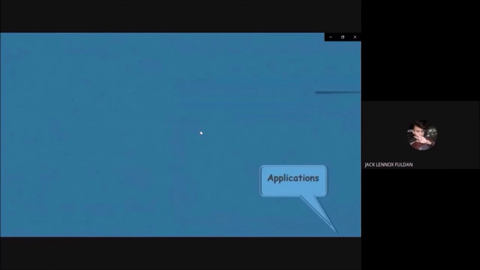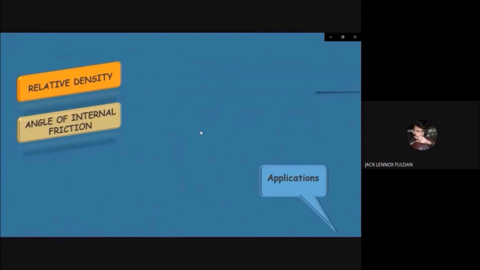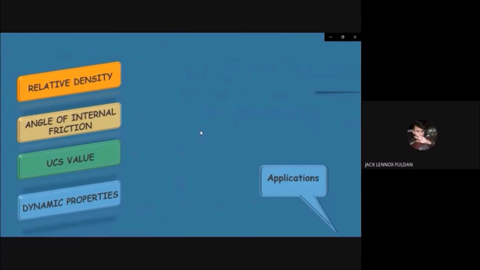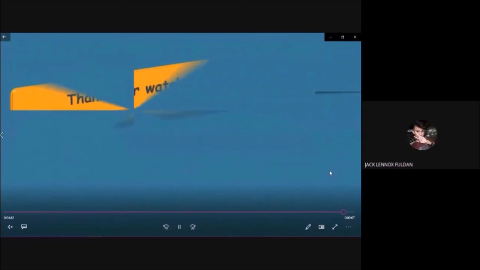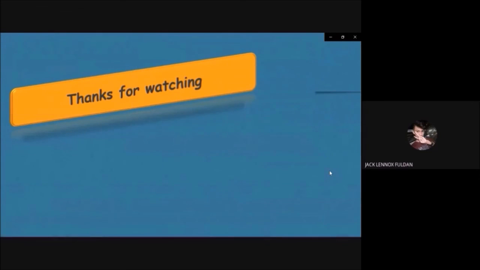And the applications of standard penetration tests. Sometimes standard penetration tests can help us predict the relative density, angle of internal friction in case of frictionless soil, UCS value, and sometimes you can also predict the dynamic properties of the soil. And that's all. Thank you for watching on how we conduct the SPT or Standard Penetration Test.